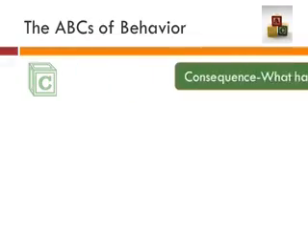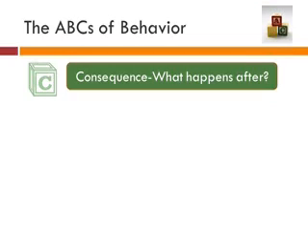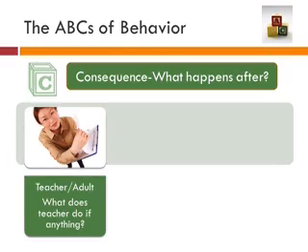The C in ABC stands for consequence. Consequences are what happens after a behavior occurs. When we hear the word consequence, we automatically think of punishment. However, in an ABC analysis, the consequence is actually a response by the person to the behavior. The person's response could be a punishment, but not always. So we need to look for three different responses.